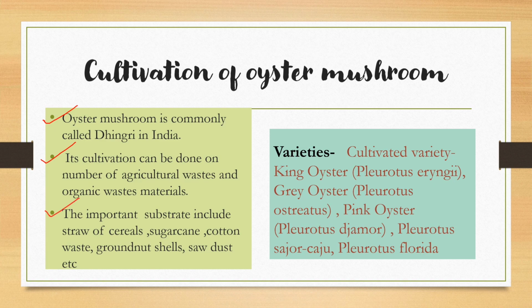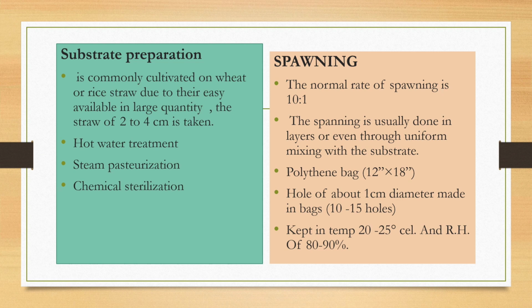The important substrate includes the straw of different cereals, sugarcane, cotton waste, jute, groundnut shells, small wood pieces, sawdust, maize cobs, etc., depending upon the widespread availability of the materials. Even there are some varieties which we can cultivate, like king oyster, grey oyster, pink oyster, Pleurotus sajor-caju, and Pleurotus florida.